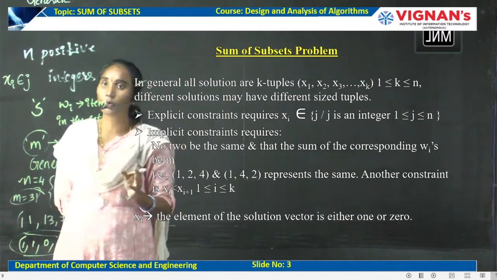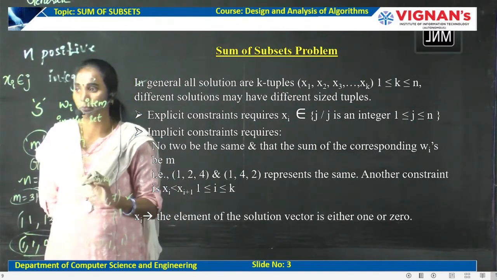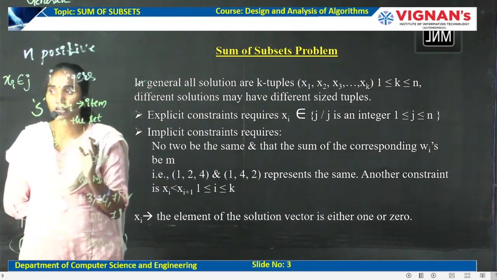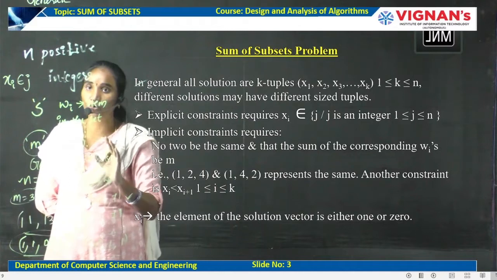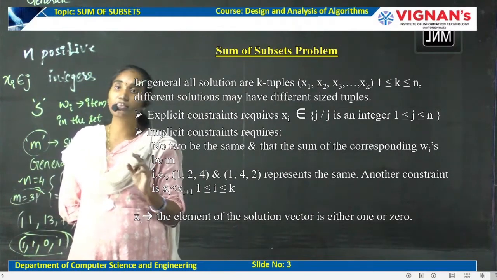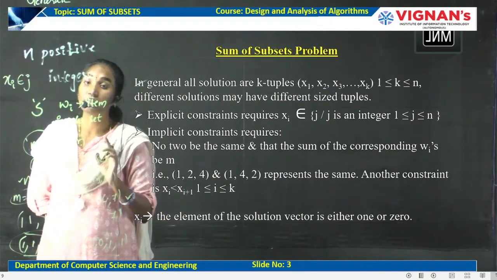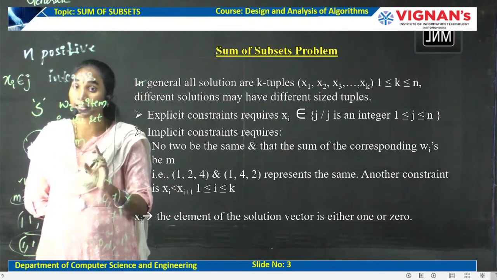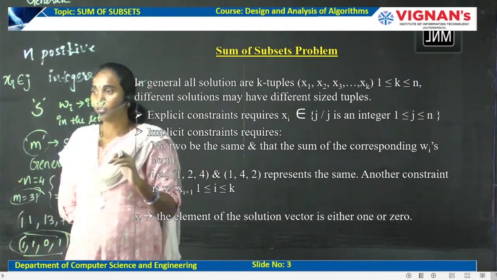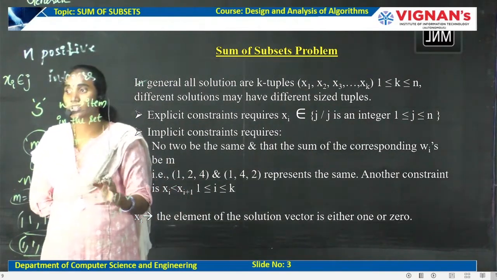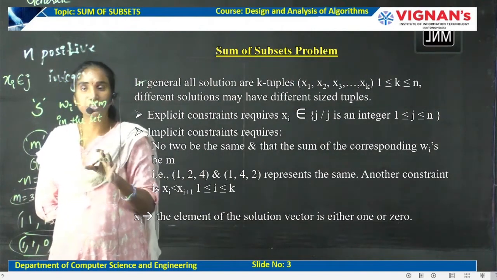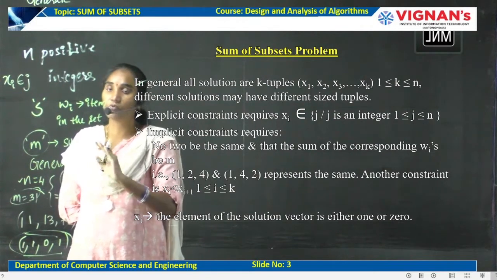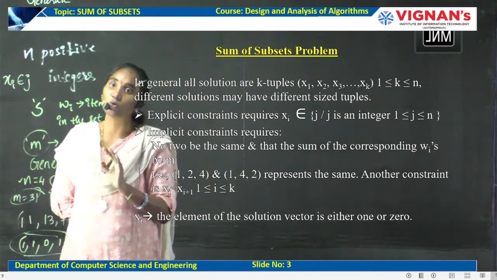Which is from 1 to n, and xi belongs to j. Now here implicit constraints require that no two be the same. That is, the set must consist of different elements, not the same elements, and all are distinct elements. Now coming to implicit constraints, here no two sets must be same and the sum should correspond to m. The sum of all the elements must correspond to m.